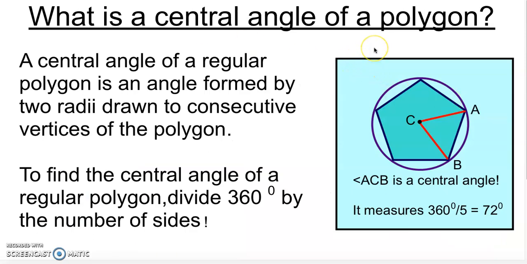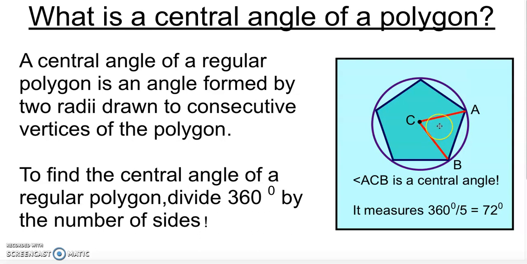So before we can actually get into figuring out the formula, let's discuss what a central angle of a polygon is. The central angle of a polygon is an angle that has the center of the polygon as the vertex of the central angle. So the center of the circle is the vertex of the central angle, and then you have segments that are drawn to vertices, in this case the pointy parts of the polygon. So there's a segment between C and A and a segment between C and B. These are consecutive vertices here, and that creates a central angle.